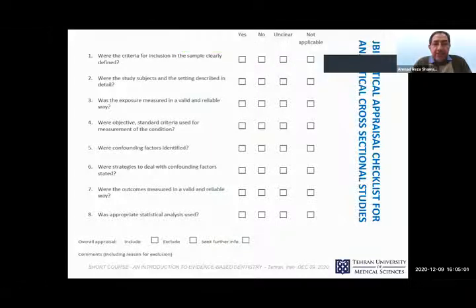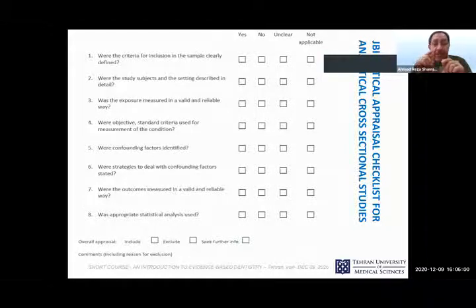The first item for cross-sectional studies is: were the criteria for inclusion in the sample clearly defined? It means eligibility criteria. If there are numerous or frequent items for inclusion and exclusion of the participants, the participants become very similar to each other. We say that the study population is homogeneous. A homogeneous sample provides great internal validity for the study, but decreases the generalizability.